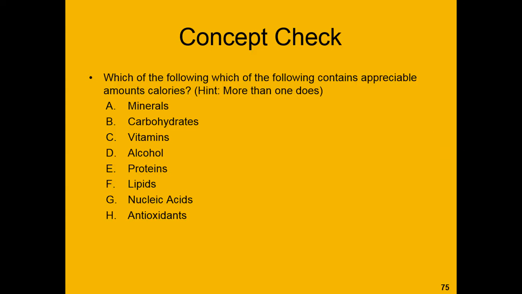So, class, concept check. Which of the following contains appreciable amounts of calories? More than one of these will, so you'll have to select multiples, but not all of the options below. Go ahead and rewind the video, check the notes, check the internet, because I didn't talk about alcohol. I will just tell you right now, alcohol does contain calories. 7 calories per gram for alcohol.